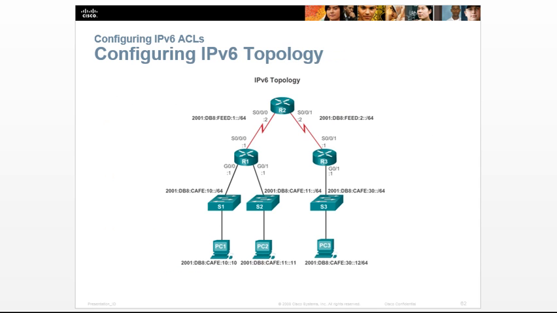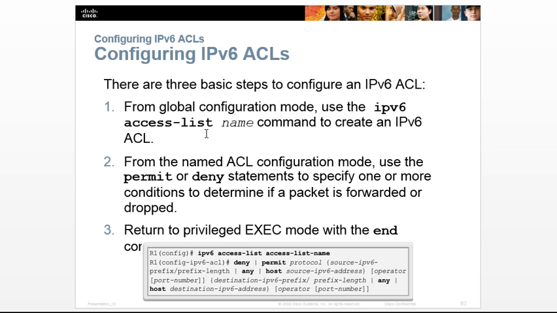So here we've got an example of an IPv6 topology, and we'll look at how to actually create an ACL on IPv6. In order to do that, first from global config mode, we'll do the ipv6 access-list command, and then we'll name it. From the named ACL list, we'll add our permit or deny statements, which will determine if a packet is forwarded or dropped.